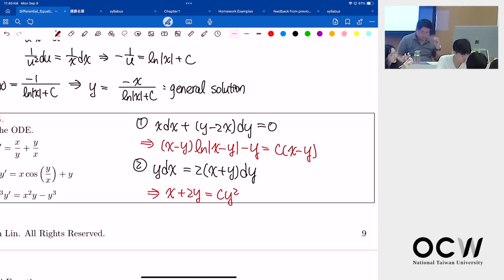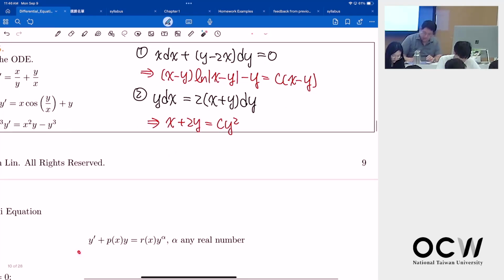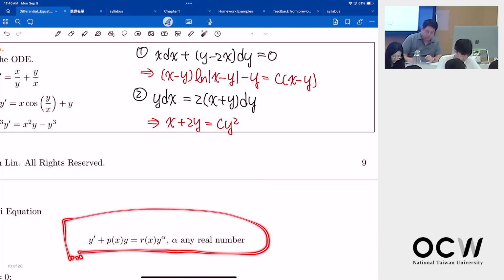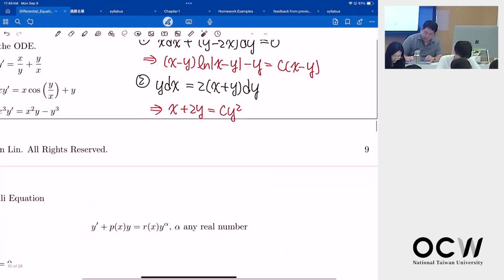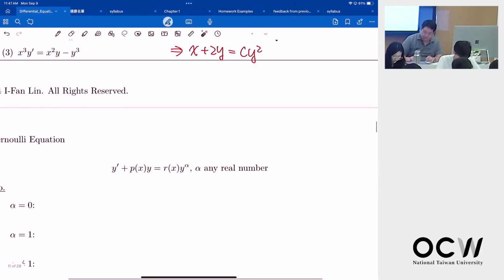Okay. So this is the case for homogeneous equation. We have still some special first order differential equation. The next one is called Bernoulli equation. So if you find out the form like this, this will be the Bernoulli equation. And once it is Bernoulli equation, let's see what's the method to find out the solution.